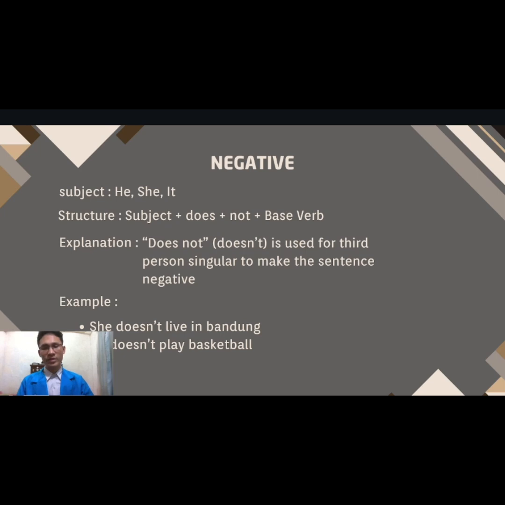For subject he, she, it, the structure is subject plus does plus not plus base verb. The explanation is does not or doesn't is used for third person singular to make the sentence negative. For example, she doesn't live in Bandung. He doesn't play basketball.